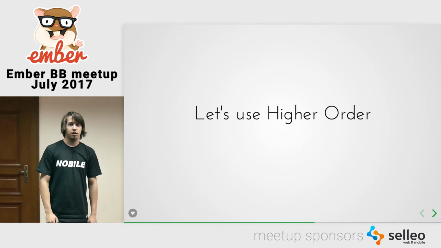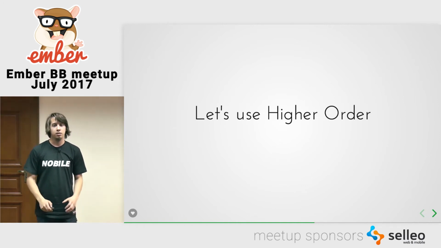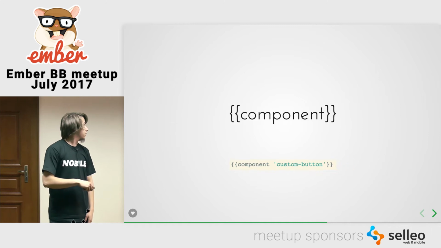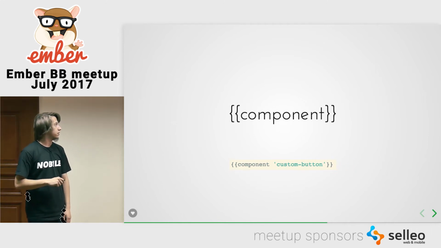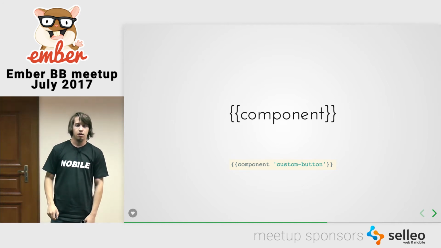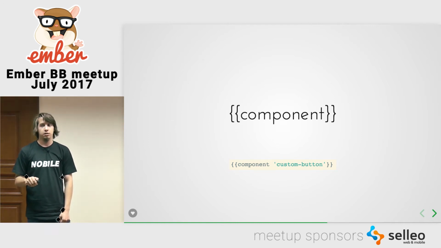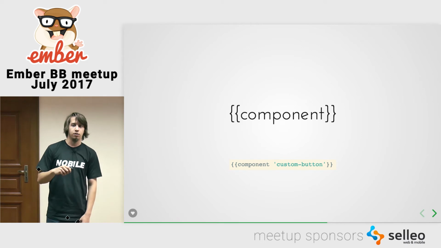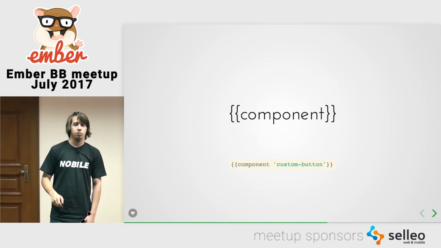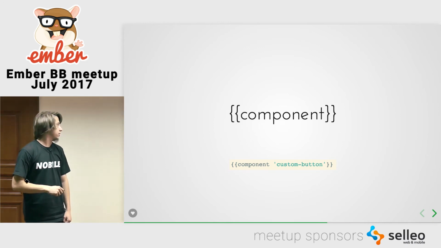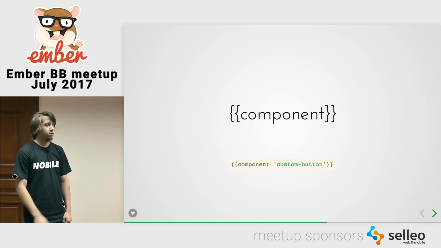So let's use the higher order pattern to rewrite this code. We have a component helper in Ember that will do a lot for us, because in this pattern we need to return another component by the yield keyword, and this helper allows us to dynamically render a component. Like in this example, it will render a component from a string.